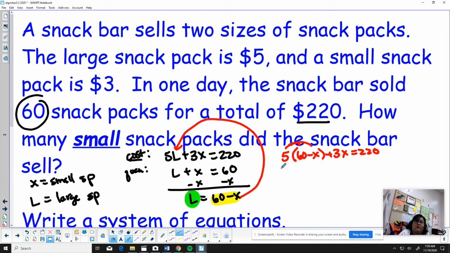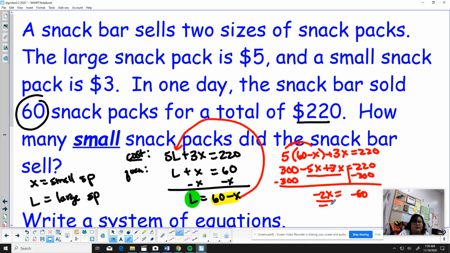Now I'm going to use the distributive property. So 300 minus 5x plus 3x equals 220. And I'm subtracting 300. That's negative 80. And when I combine those two, that's negative 2x. Then I divide by negative 2. So there were 40 small snack packs sold. To figure out the other one, I take the 40 and put it into the solved one. So for the large one, it's 60 minus 40. So the large one sold 20.